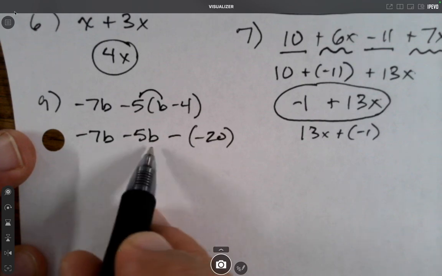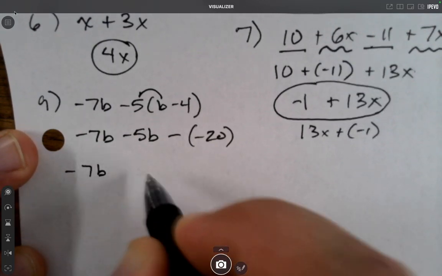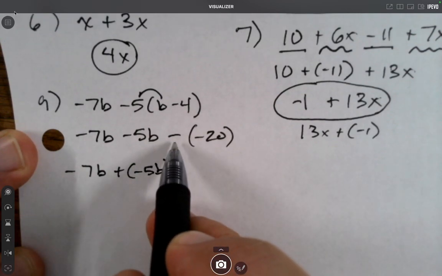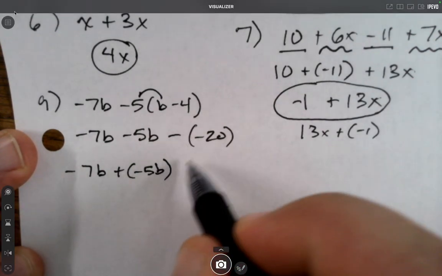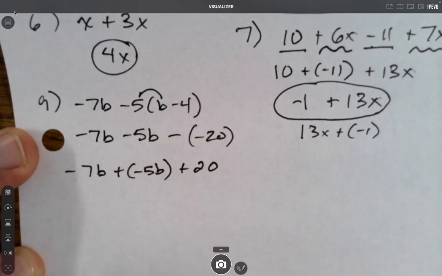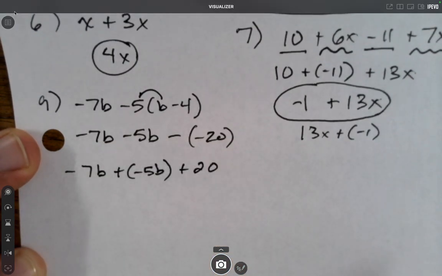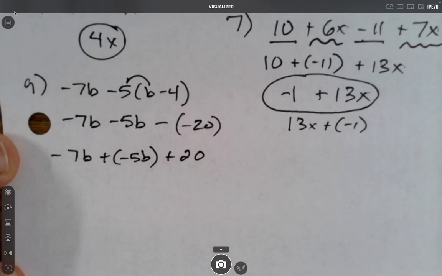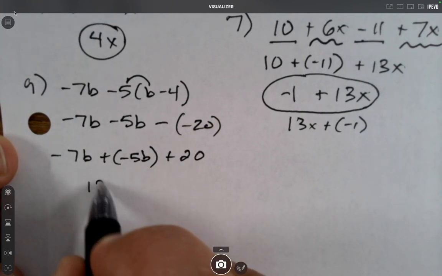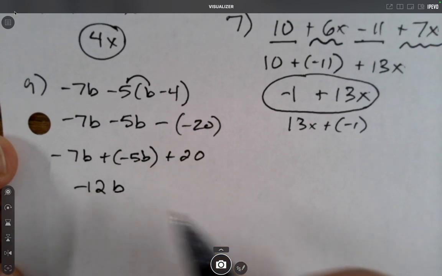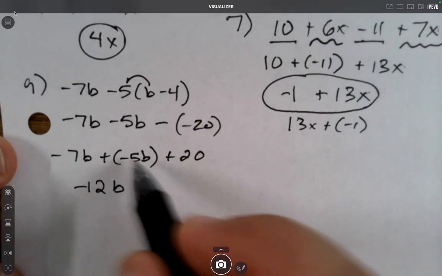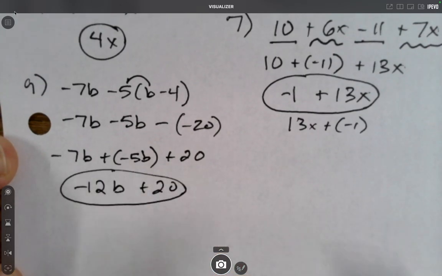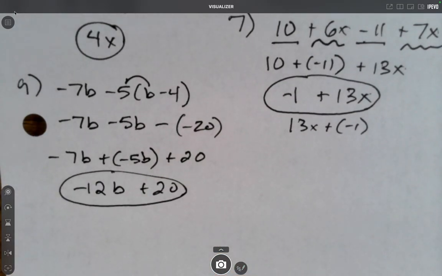Negative 7b minus 5b, we can do keep, change, change. We can also do keep, change, change right here. So that turns that into plus a positive 20. Keep, change, change. So when you're adding numbers that have the same sign together, you add the two numbers, which is 12, and make them negative, because you add them together and then keep their sign. So our final answer is negative 12b plus 20.